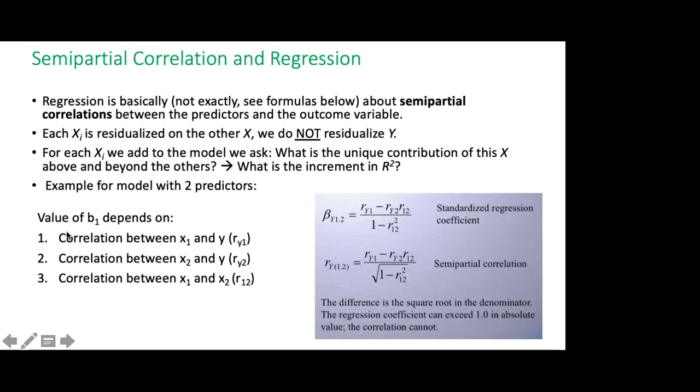The correlation cannot. But the important takeaway here, also from the formulas, is that the value of the regression coefficients depends on three things. It depends on the correlation between the predictor and the outcome. It depends on the correlation between the other predictor and the outcome, or all other predictors, in case it's more than two. And it depends on the correlation between the two predictors. If the two predictors do not correlate, then it doesn't actually matter. It makes the regression much easier, and the interpretation of the beta weights more straightforward.